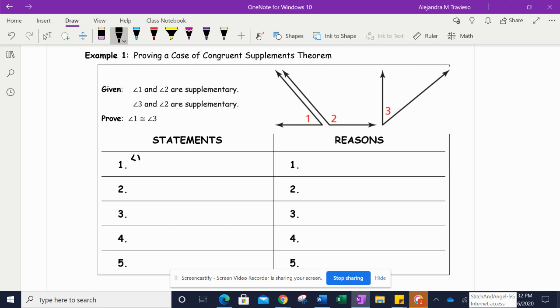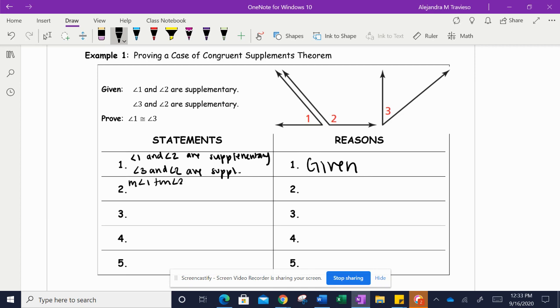So we're going to start and say angle 1 and angle 2 are supplementary. Also, angle 3 and angle 2 are supplementary. This is given. From this, we can say the measure of angle 1 plus the measure of angle 2 is equal to 180 degrees, and the measure of angle 3 plus the measure of angle 2 is 180 degrees. This is the definition of supplementary angles.